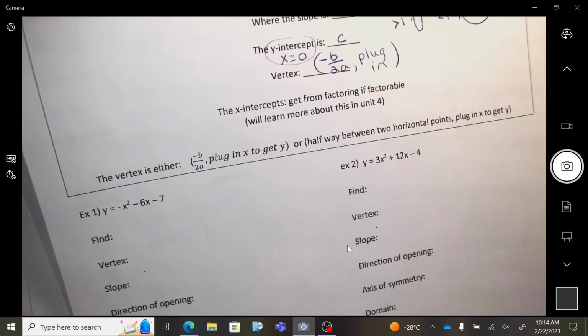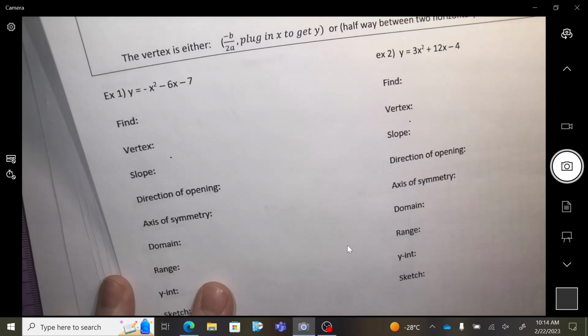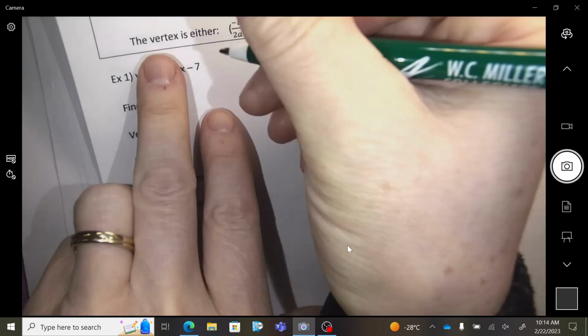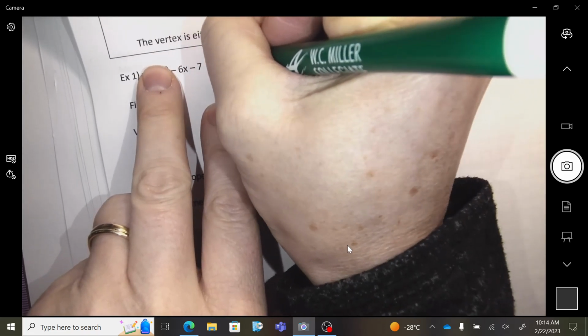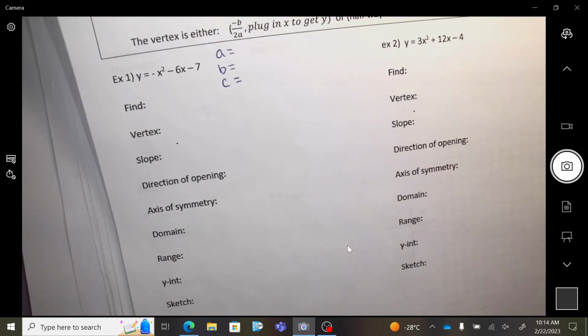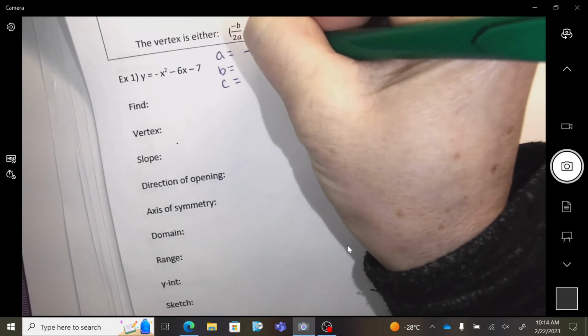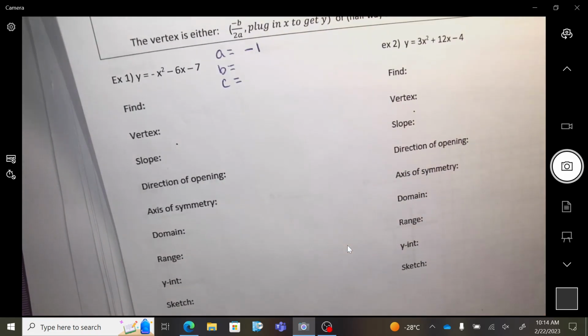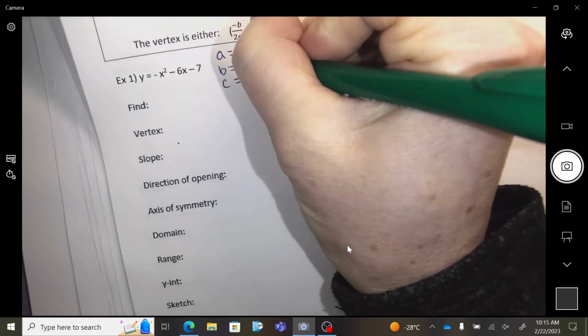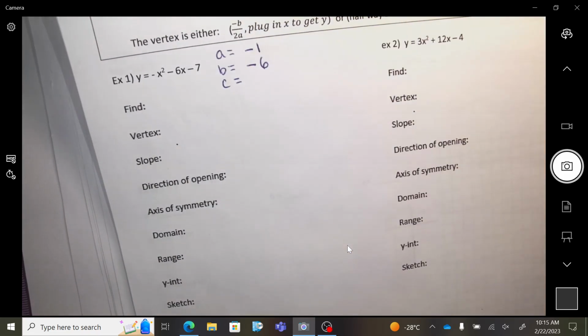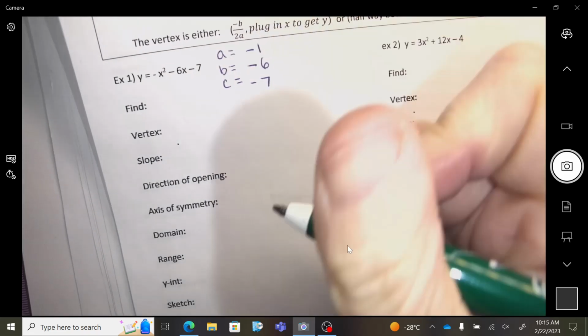All right, so let's see how this is going to work. So here's my first equation. Let's talk about what is a, what is b, what is c. So a is how many x squareds do I have? Negative 1. b is how many x's do I have? So negative 6. And c is how many numbers do I have? Negative 7.